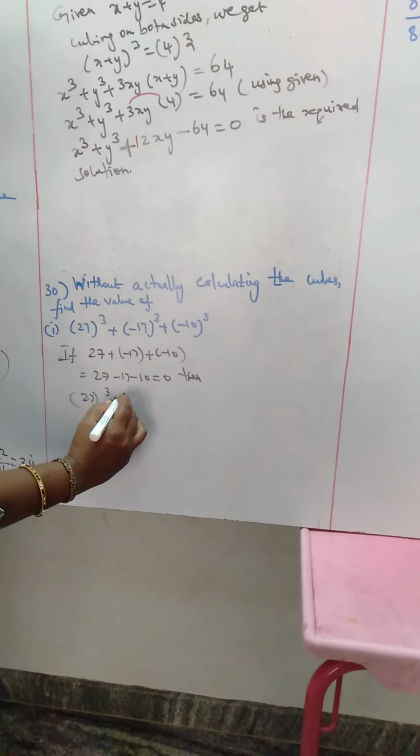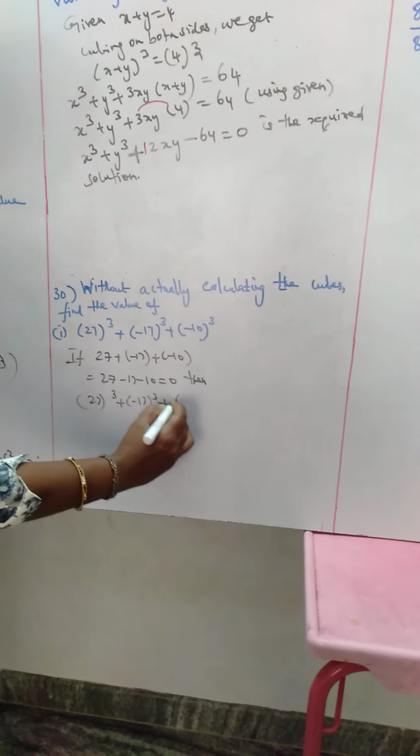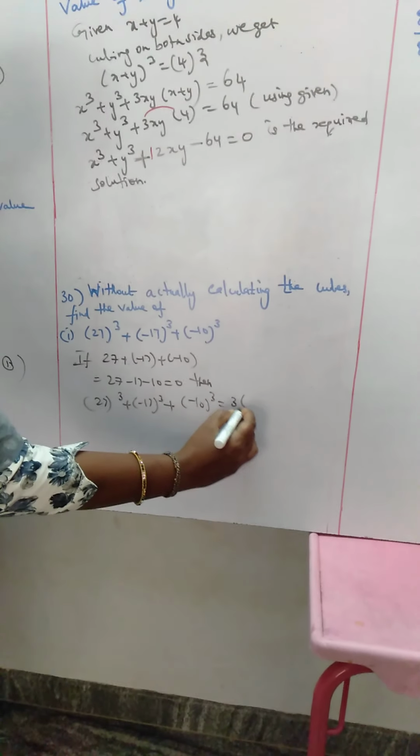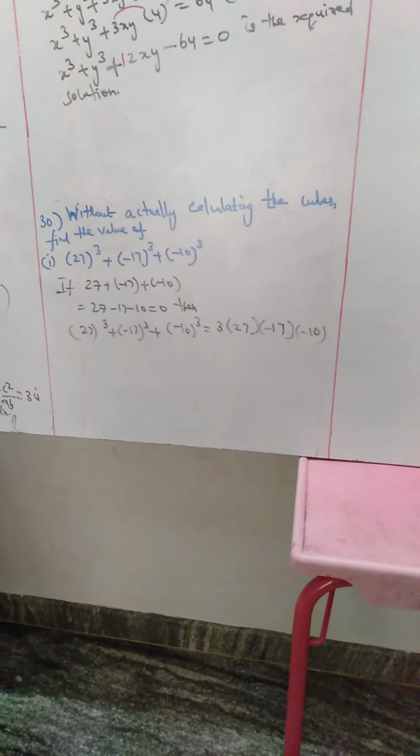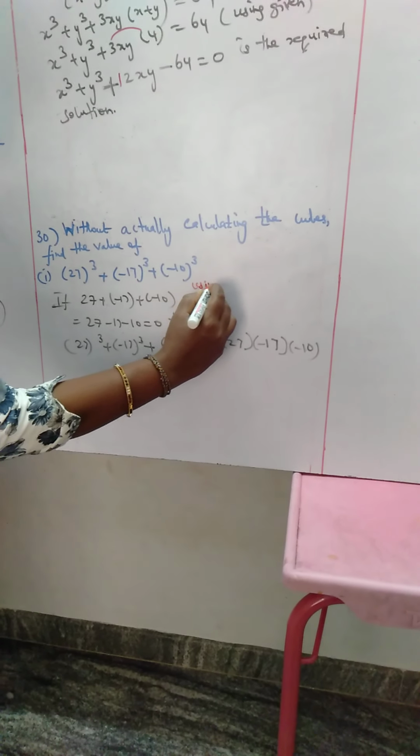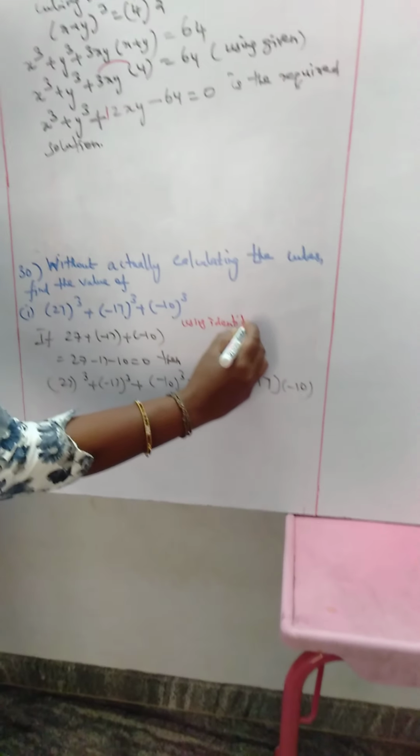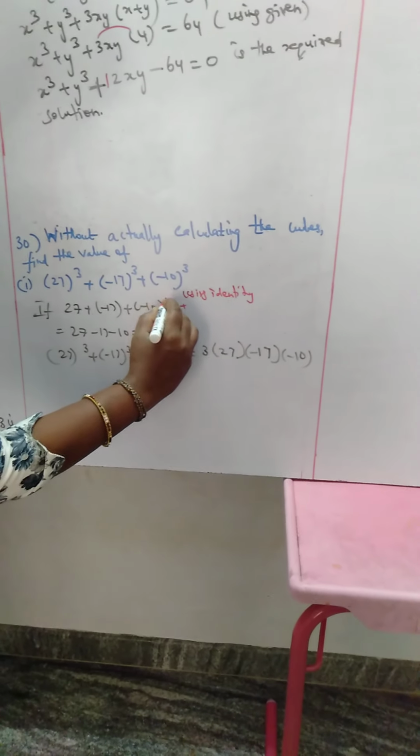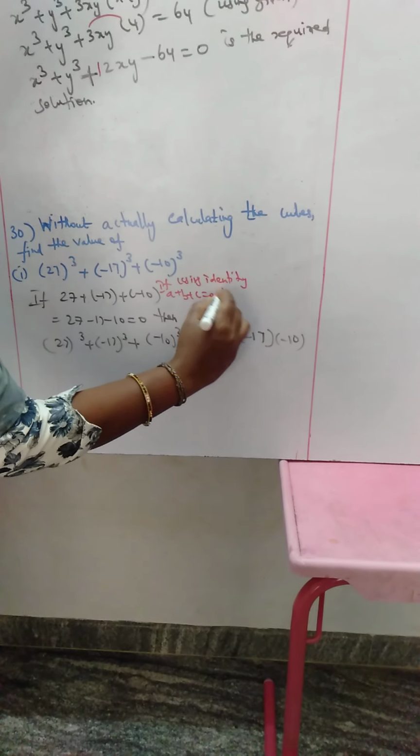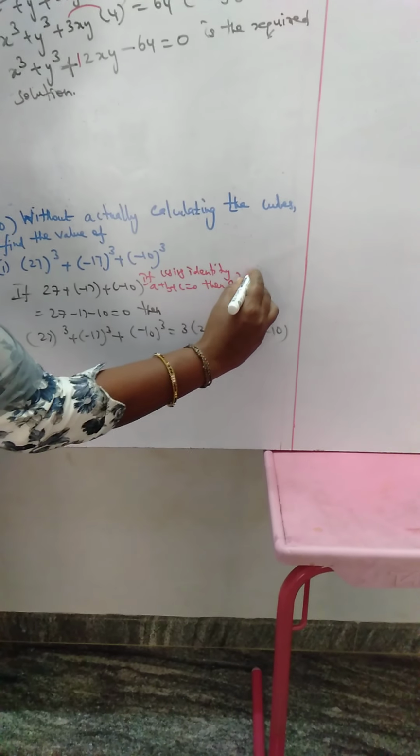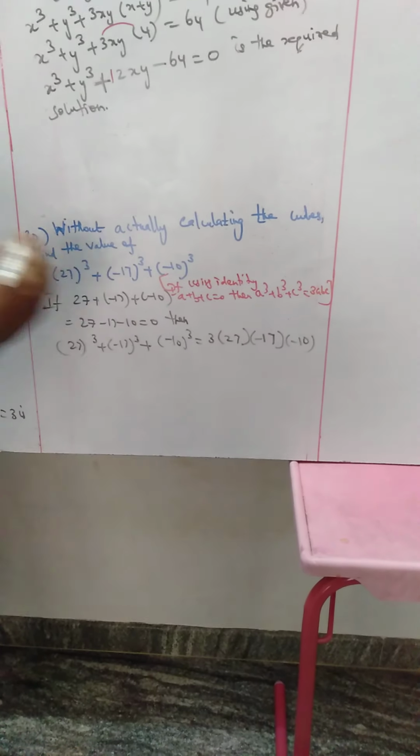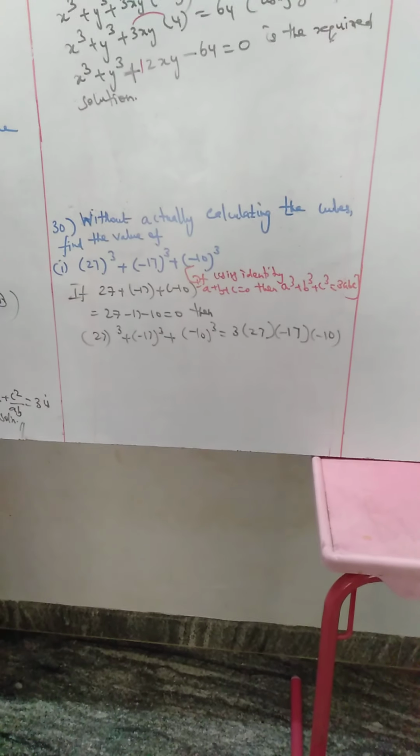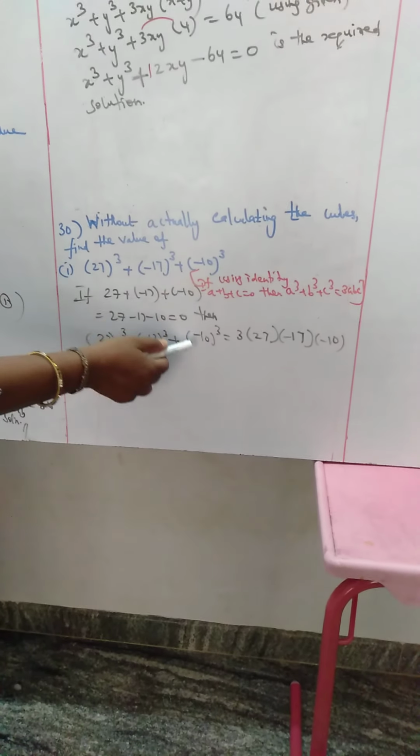27 the whole cube plus minus 17 the whole cube plus minus 10 the whole cube equals 3 into 27 into minus 17 into minus 10. So using the identity, what is the identity we are using here? If a plus b plus c equals 0, then a cube plus b cube plus c cube equals 3abc. Using this identity only we are going to solve this one. Here a is 27, b is minus 17 and c is minus 10.